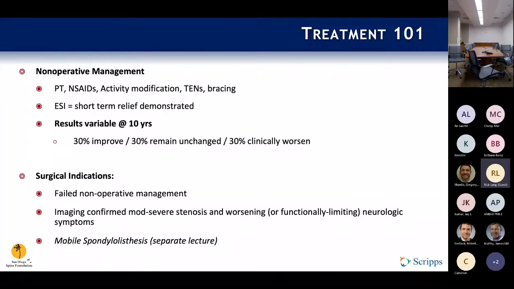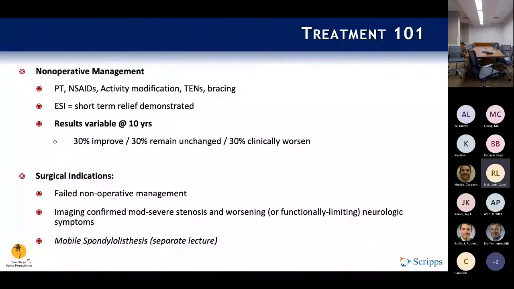As far as treatment, non-operative and operative. For non-operative: physical therapy, NSAIDs, activity modification, TENS, and bracing. There's not a ton of evidence showing that it's going to provide great relief, but you can give it a trial depending upon the neurologic status. Epidural steroid injections have been shown to provide some short-term relief, but no change in the long-term outcomes. Results are pretty variable at 10 years with non-operative treatment. They're showing about a third of the patients improve, a third remain unchanged, and a third clinically worsen. So kind of a mixed bag there.